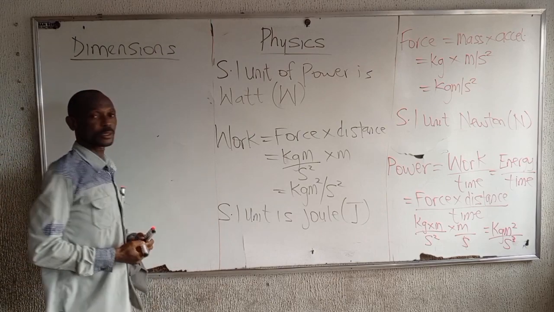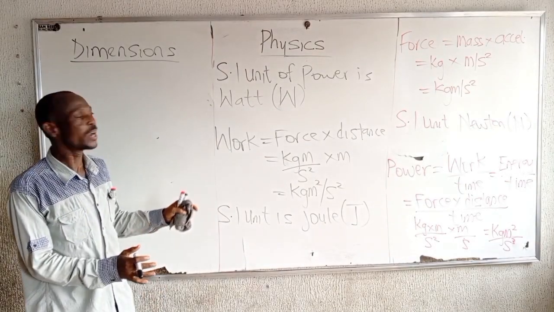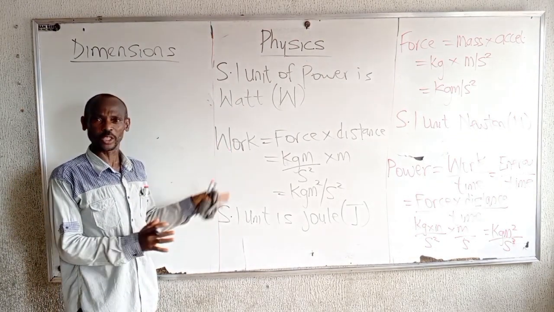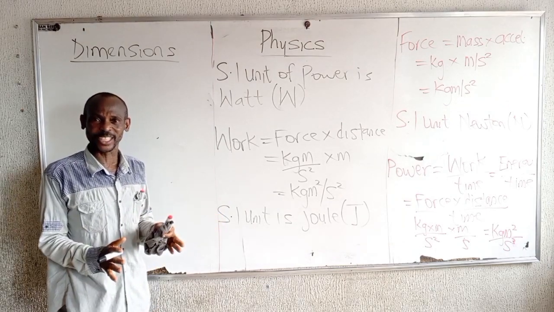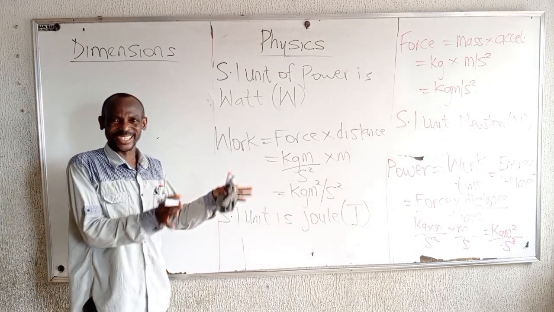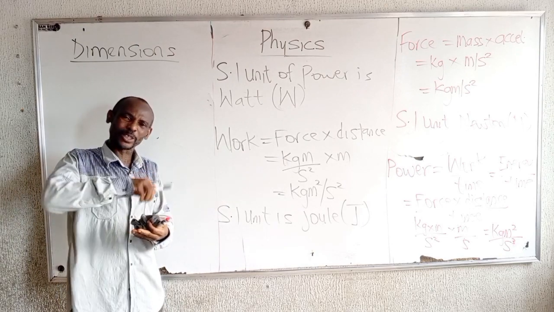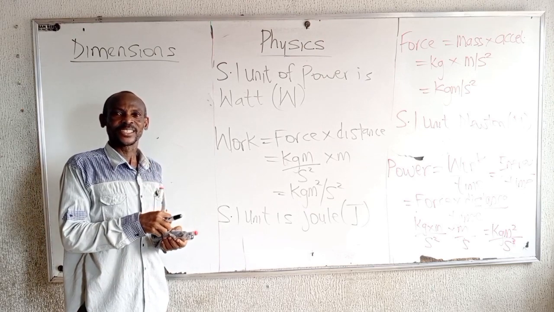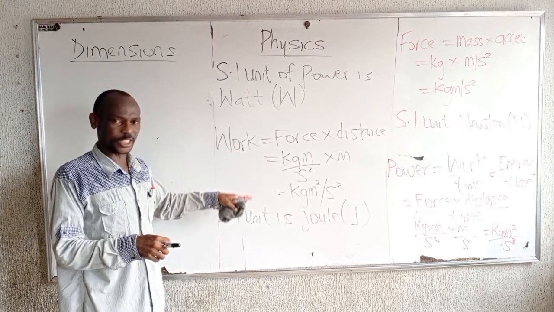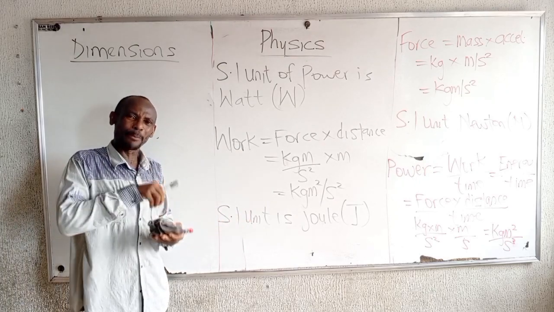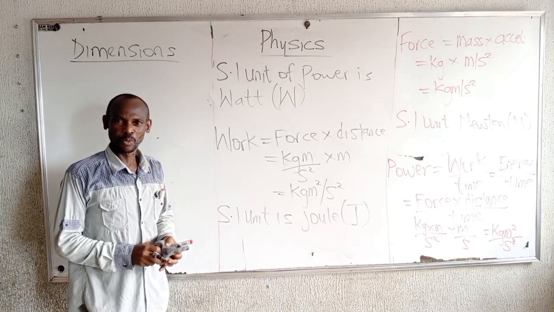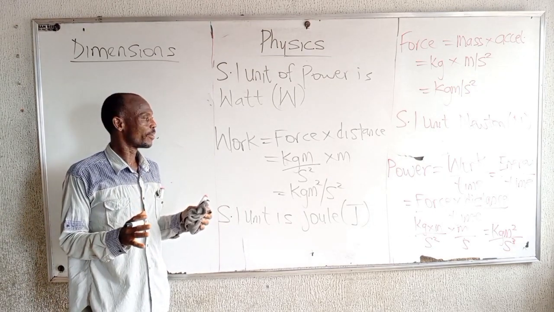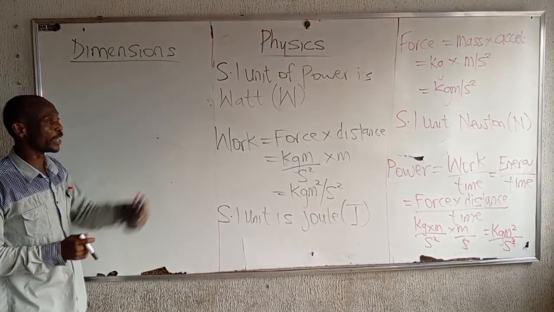Dimension. Writing the dimension of our quantities. What do we mean by the dimension of a quantity? It is when we are expressing a physical quantity in the initials of its fundamental quantities, or expressing a physical quantity in the fundamental units. We refer to it as the dimension. Now let's look at an example of what dimension is.